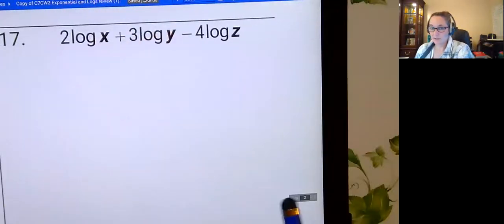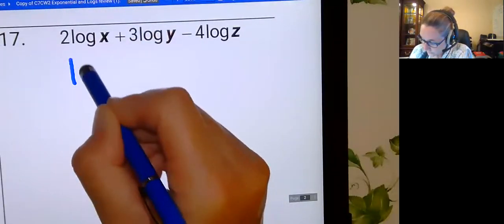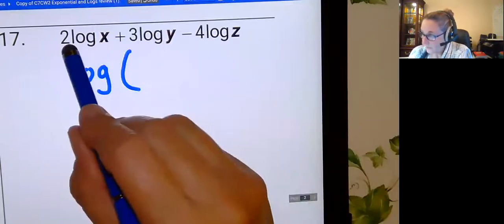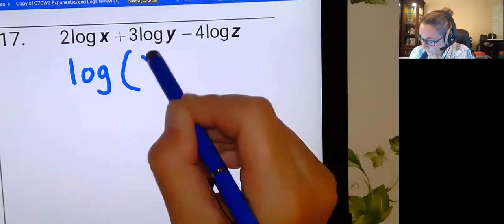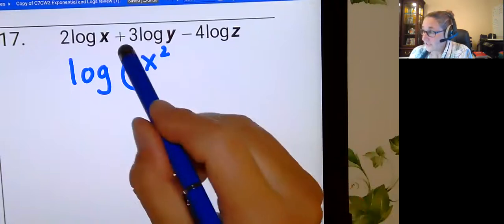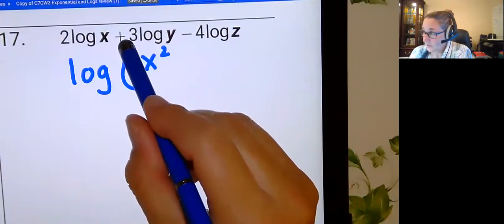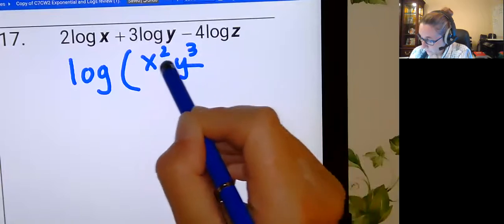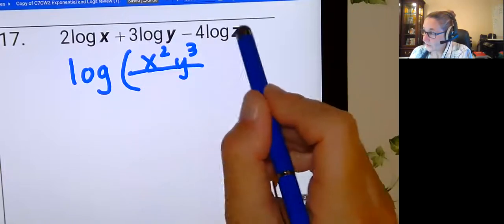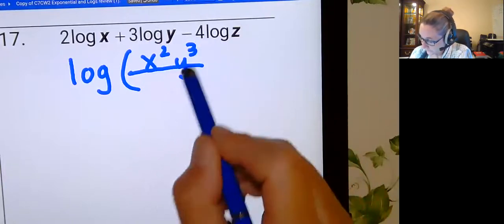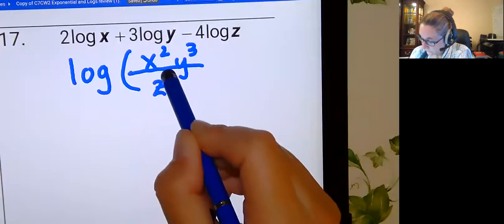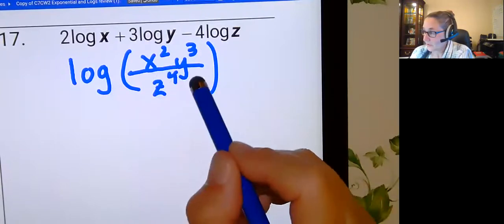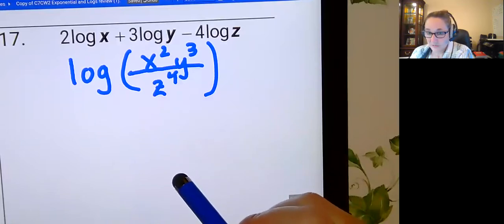Okay, again, we're going to write this as a single logarithm. So this is going to be log of something. Now, this 2 is going to become the exponent, so that's going to be an x squared, times on top because of that plus. This 3 is going to be the exponent of this, so y to the 3rd, over, and this is going to be raised to the power 4, and since it's a minus, it's division, so z to the 4th, and that's your answer. Log of x squared y cubed over z to the 4th.